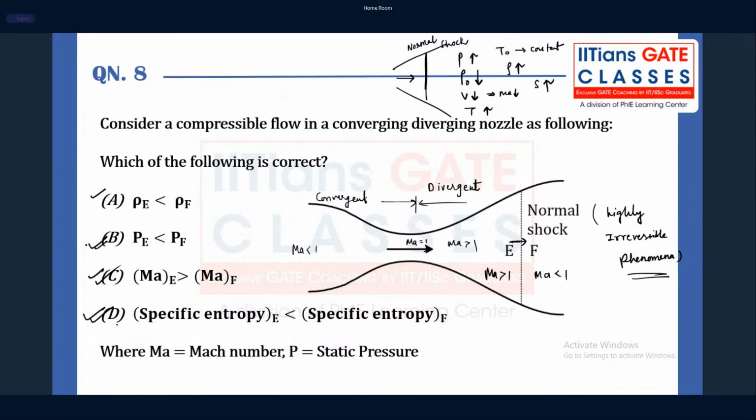Definitely, when the velocity decreases, pressure will increase and density will increase, because after the normal shock the molecules will be getting compressed. In the disturbance zones, molecules get compressed. So density will increase, right? So A, B, C, D, all the options will be correct. But again, I'm saying these are memory-based questions. We are not sure about the options, right? Please make a note of it.